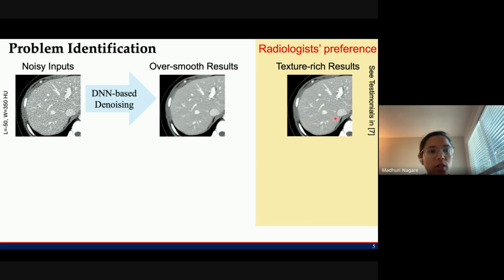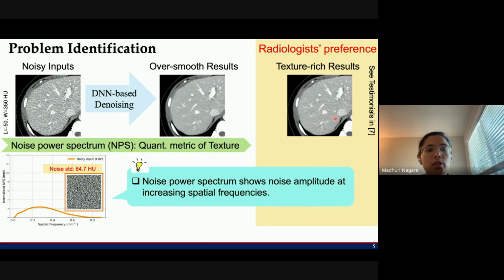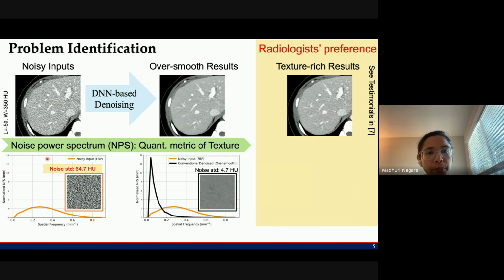In the medical field or CT imaging, this texture is generally characterized by the noise power spectrum. It is the normalized magnitude square of the Fourier transform. It plots the noise amplitude at increasing spatial frequencies. So let's see the noise power spectrum of these images. The orange curve is the noise power spectrum for this noisy input, and the black line is the noise power spectrum for this result, which is the over-smooth result.